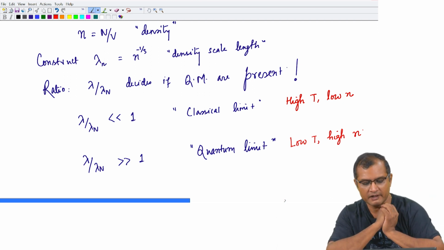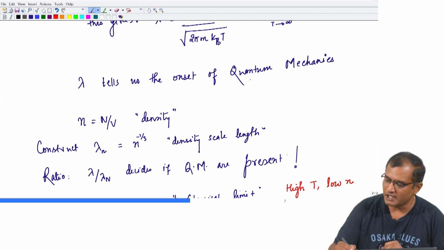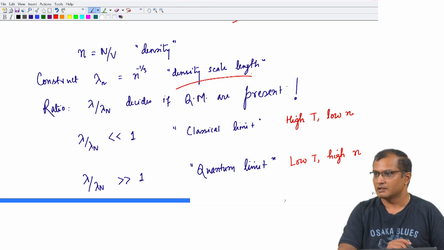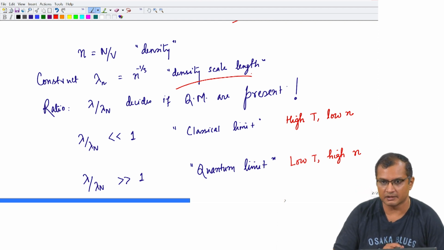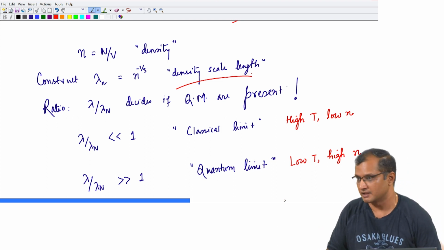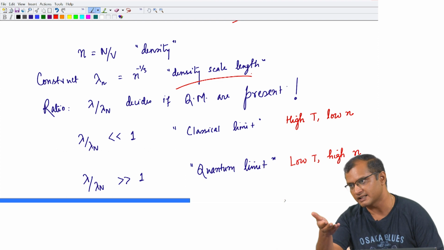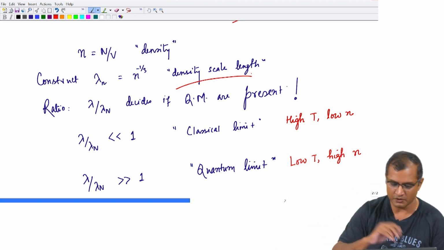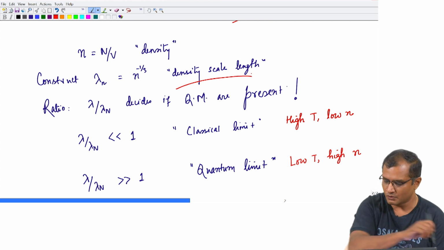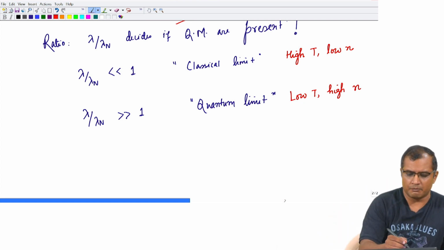So, the de Broglie wavelength that I have written here tells us the onset of quantum mechanics if you have another length scale to compare. I have argued here that the length scale to compare is the density length scale. You cannot just say by looking at high temperature that classical effects are expected. You have to also look at density, because that will give you another length scale, the density length scale, with which you can compare and tell whether classical effects or quantum effects are seen. So, you need a reference, the density scale length being the reference. Your system can go to the appropriate limit depending upon the ratio of these length scales. So, the ratio is important.